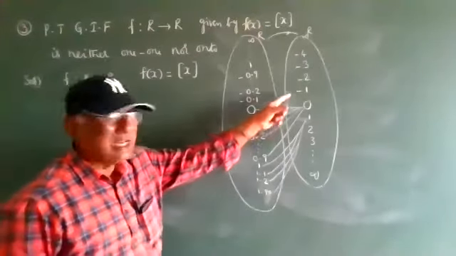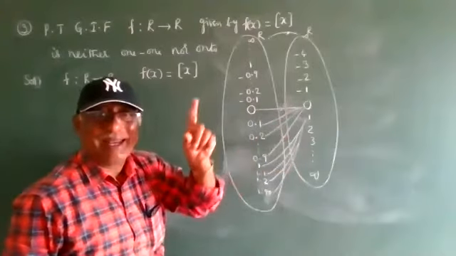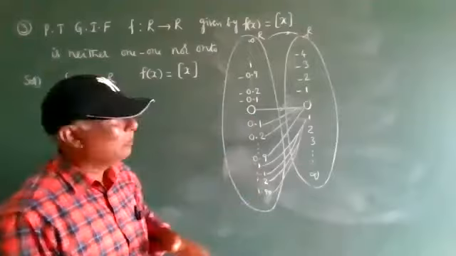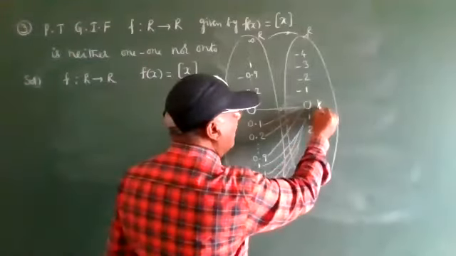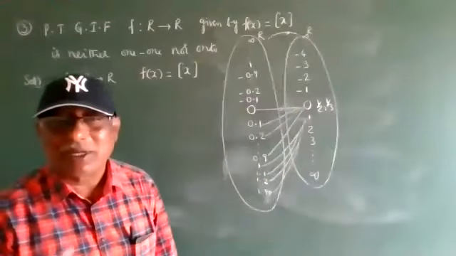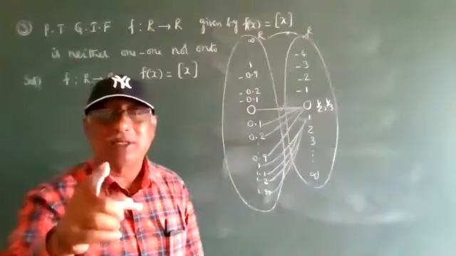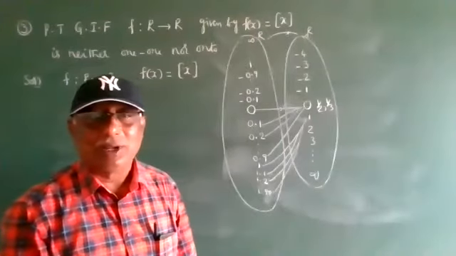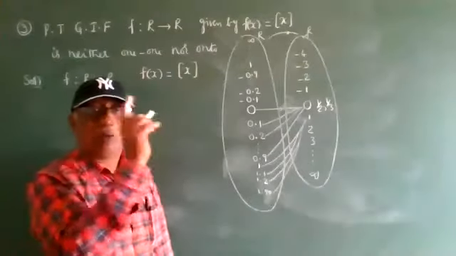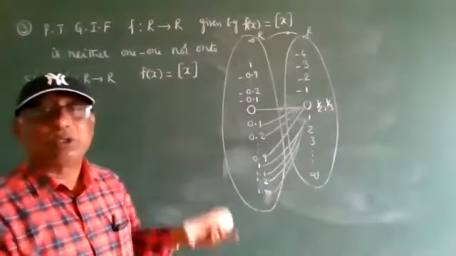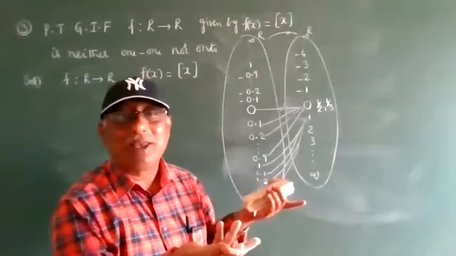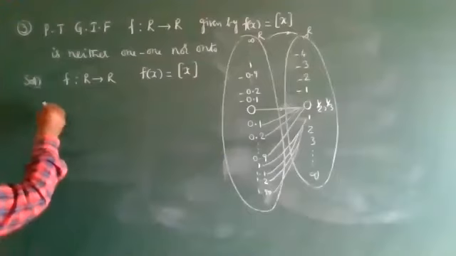Next, rational numbers are not getting. Only integers are getting: 0, 1, 2, 3. But 1 by 2 is not getting, 1 by 3 is not getting. So decimal parts are not getting, rational numbers are not getting. Rational, irrational, all numbers are called real numbers. So now we are not getting them, therefore it is not surjective. If we draw the figure, we understand very easily. Now we can write the 1-1 function.